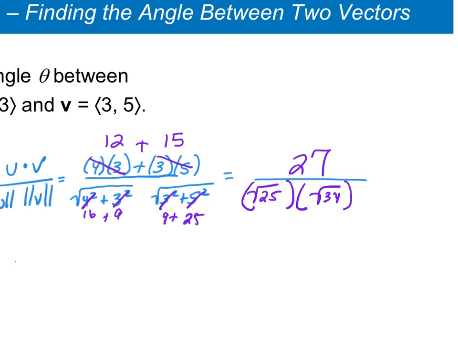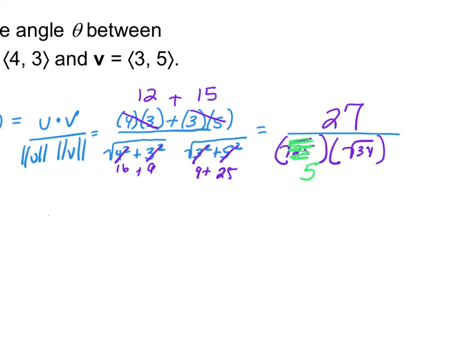I'm leaving it just like that. If you want to make this a 5, that's perfectly fine. Square root of 25 is 5. So 5 times root 34. But you guys don't have to simplify anymore because what you're left with here is cosine of theta equals 27 over 5 times the square root of 34.